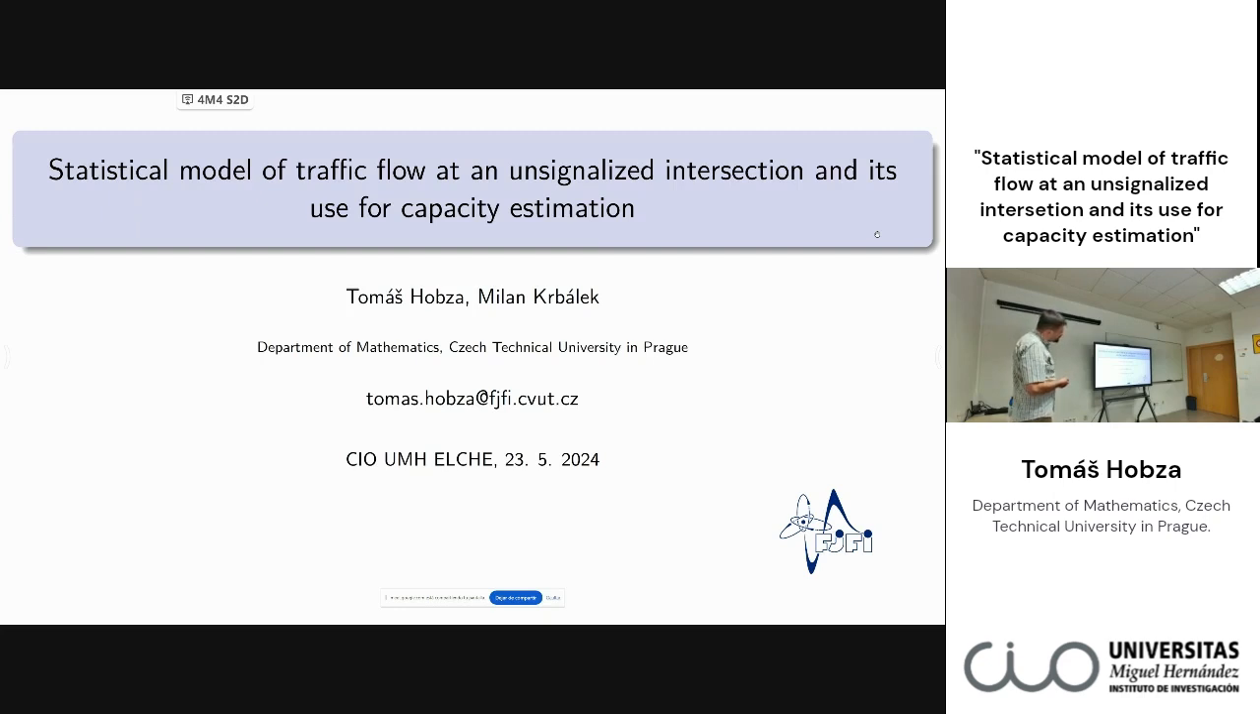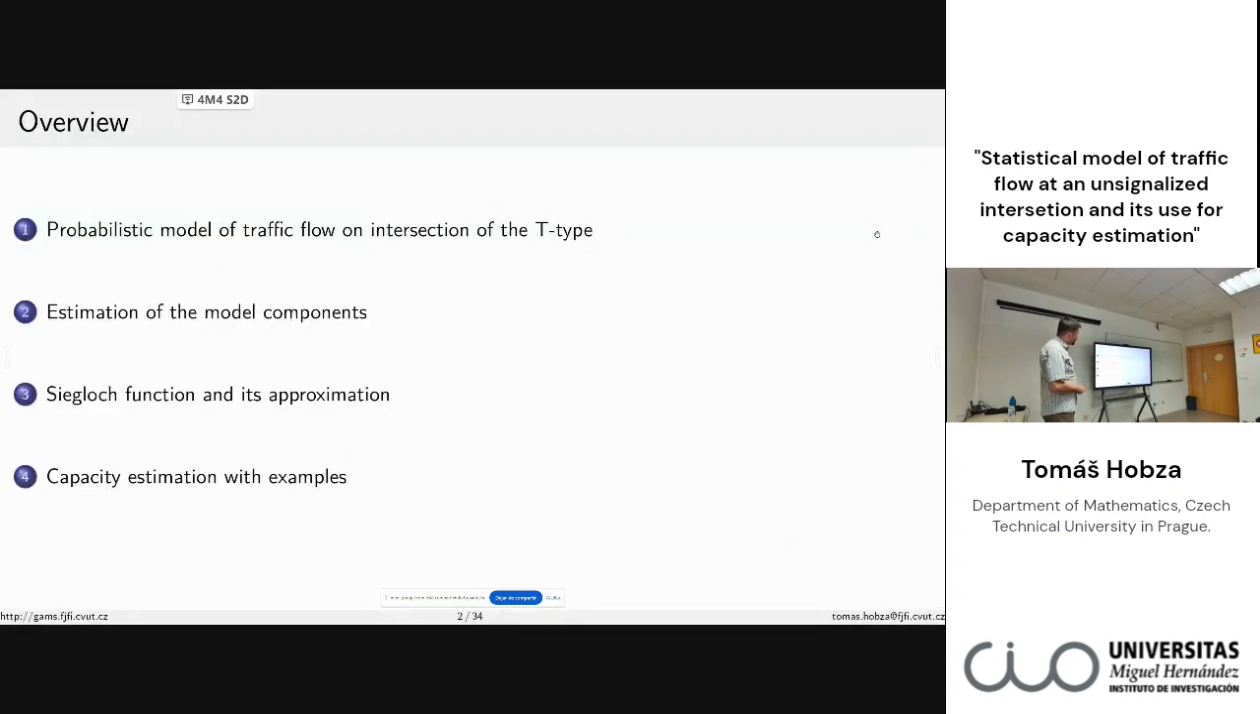Bueno, este topic on which I cooperate with my colleague Milan Krbálek in the department, who is a physicist and makes models of particles, movements, and so on. He needed a statistician to help him with some models of traffic flow. So the topic is how to estimate the capacity of an intersection without signals, of a very simple form, of type T. So I will start with an introduction of the model.